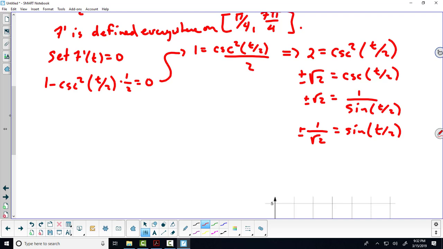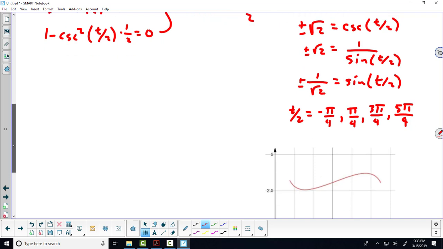Well, when does that happen? That would happen if t over 2 was an odd multiple of pi over 4, right? So, for example, that would happen if t over 2 were equal to, let's just put a few up here, minus pi over 4, or pi over 4, or 3 pi over 4, or 5 pi over 4, etc. There's more, but I think this will be enough to encapsulate what we want.